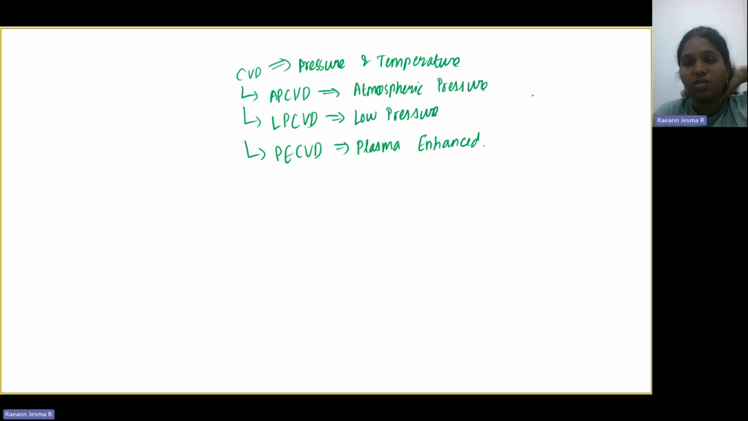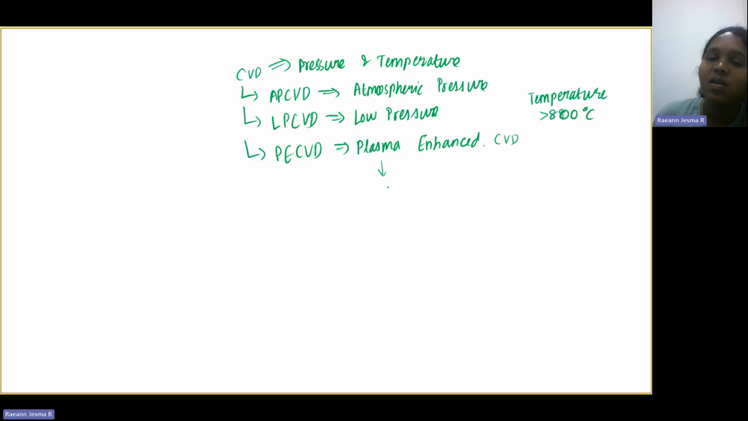If we want to do chemical vapor deposition at a lower temperature, then we can go for PECVD. PECVD is plasma enhanced chemical vapor deposition, where we provide the energy for the reaction to happen by using plasma. So the temperature that you have to supply to the system can be low, as low as 200 degrees centigrade to 400 degrees centigrade. These both will need very high temperature. So this is the chemical vapor deposition technique.